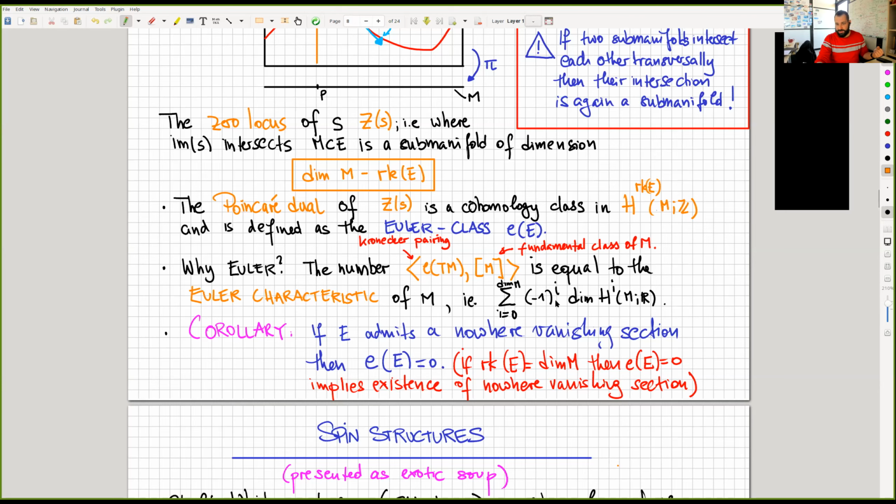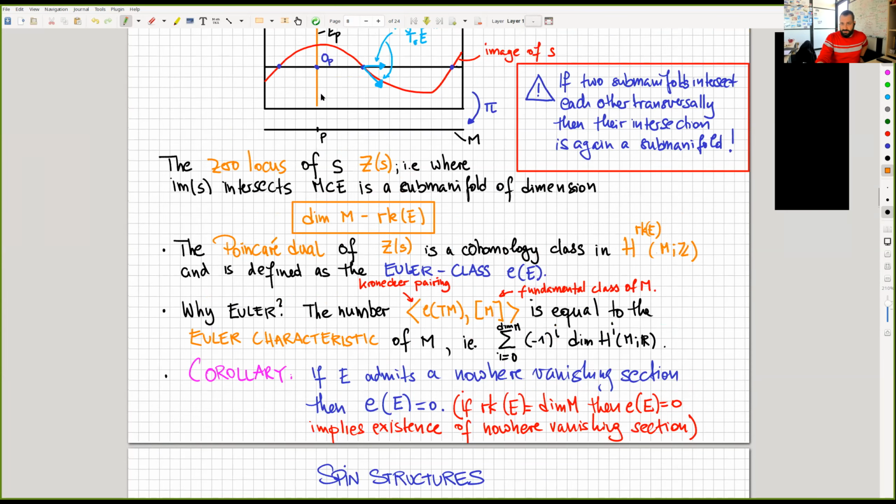So this is the alternating sum of the Betti numbers. And the Betti numbers are just the dimension of H^i with coefficients in R, right? Or if you like, it's just the dimension of the free part of your ith cohomology group.